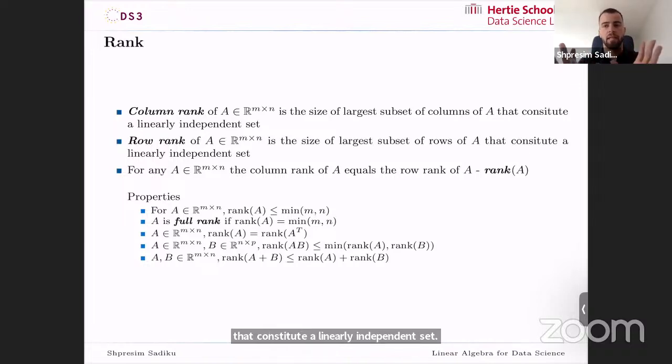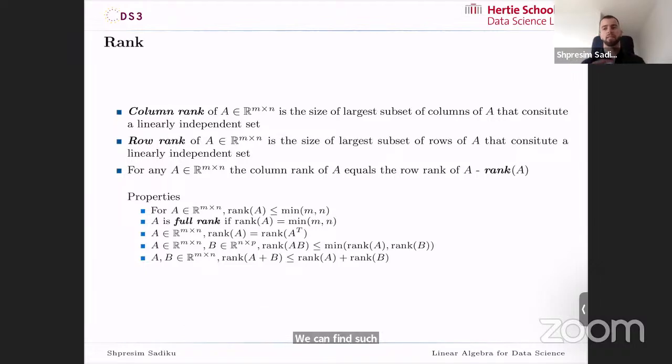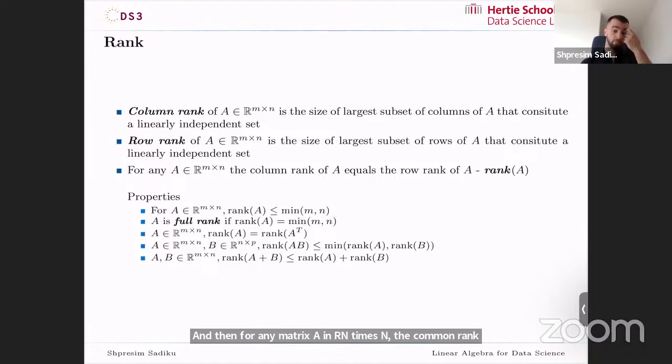So we are just looking at a matrix either as a matrix of column vectors or of row vectors, and then we find how many of them we can pick such that none of them can be expressed as a linear combination of the other ones. And this simply gives us either the column rank or the row rank. And for any matrix A in R^(m times n), the column rank of A equals the row rank of A, or the so-called simply rank of A.